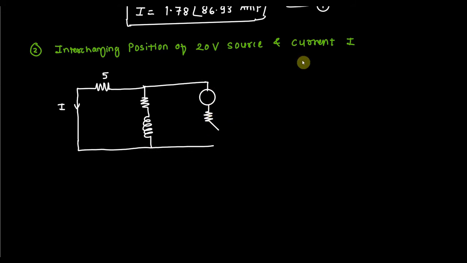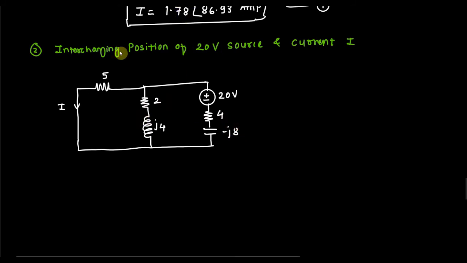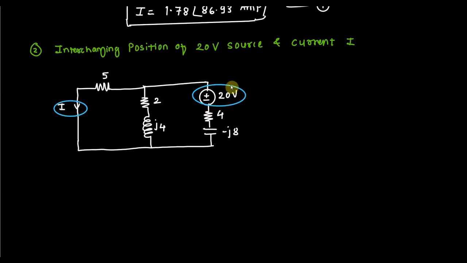The rest of the circuit will be the same, right? So this will be plus minus 20 volt. So this will be 2, this will be J4, this will be 4, and this will be minus J8. So this is the circuit after interchanging the position of this current I and this 20 volt source.